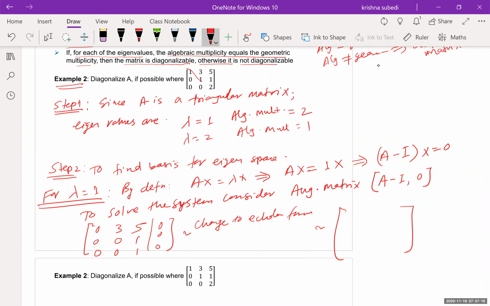So in echelon form, you will be getting 0, 3, 5, and 0, and 0, 0, 1, and 0, 0, 0. Is that right? No, it's 0. Okay, thank you.